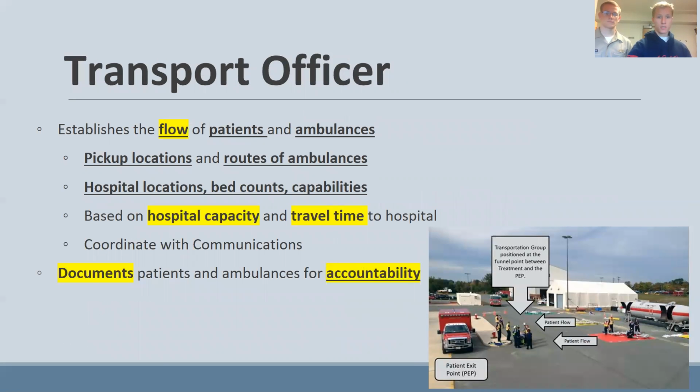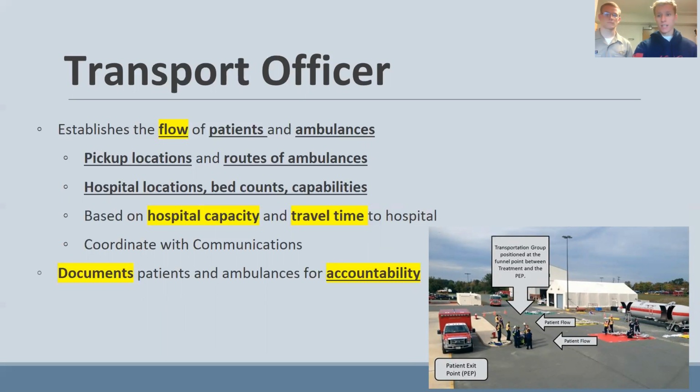The transportation officer ensures the flow of the patient and the process for the whole MCI. They provide locations for the pickup, where the ambulances are going to come in and out from, where the ambulances are actually going to go. So they communicate with the comms officer, and they're communicating with MedCom. The comms officer tells them how many beds a particular hospital has, and then the transport officer will tell the different bus crews where to go.